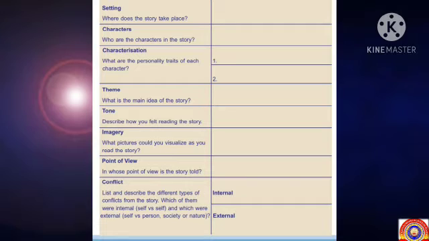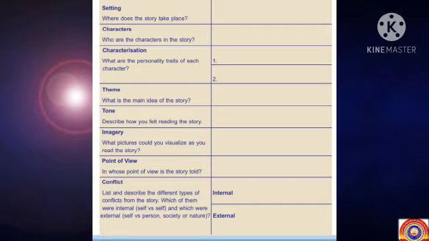Students, the definitions of each element are given just below that. Now, shall we read it one by one? All of you listen here. Setting. Where does the story take place? Characters. Who are the characters in the story? Characterization. What are the personality traits of each character? Theme. What is the main idea of the story?